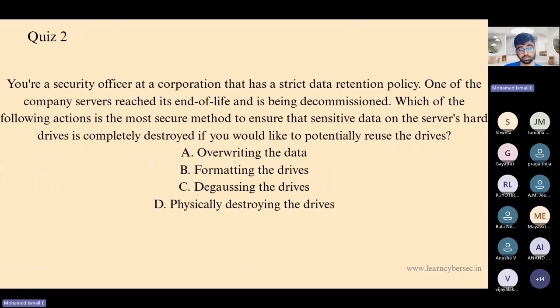Now time to start chat with quiz. So you are a security officer at a corporation that has a strict data retention policy. One of the company servers reached its end of life and is being decommissioned. Which of the following actions is the most secure method to ensure the sensitive data on the server's hard drives is completely destroyed if you would like to potentially reuse the drives? There are hints in this question. You just reread the question and figure out which one could be the right answer.